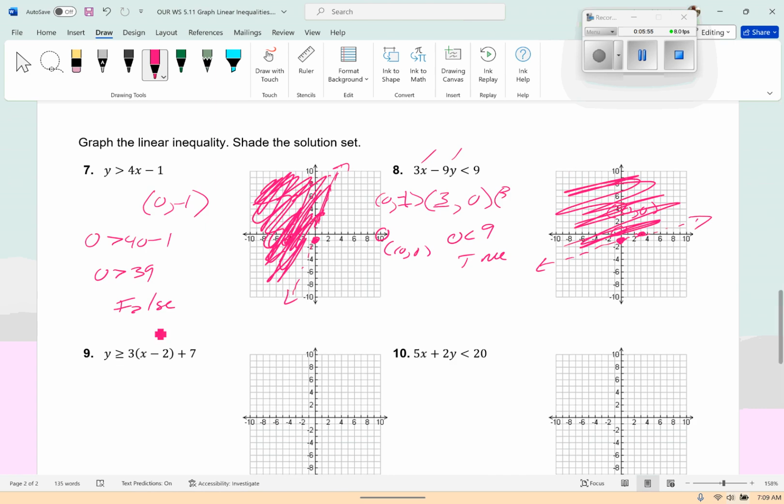Number 9, we have a point of 2, comma 7. So right 2, up 7 is right up there. We have a slope of 3 over 1, so up 3, right 1. This is a solid line.